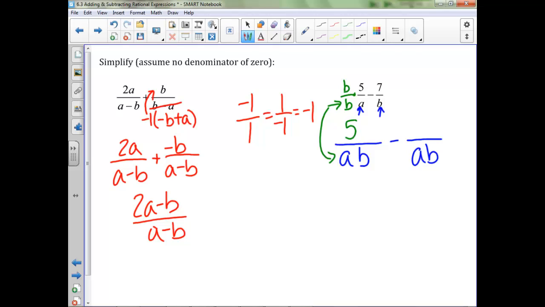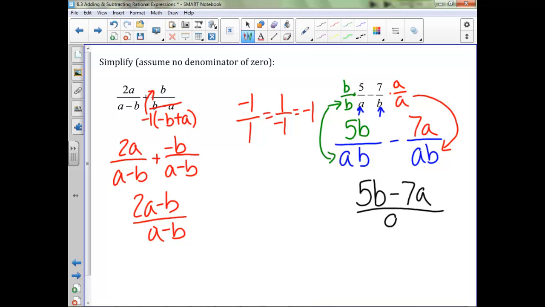So our numerator is going to become 5b. Now on this right side, we need to multiply by a over a, so that our denominator becomes ab. So we'll have a 7a in our numerator. And now that we have a common denominator, we can combine our like terms. Now notice 5b and 7a are not like terms, so we just leave it as 5b minus 7a all over ab. And you do want to double check to see if you can factor anything, and we can't in this case, so we are good.